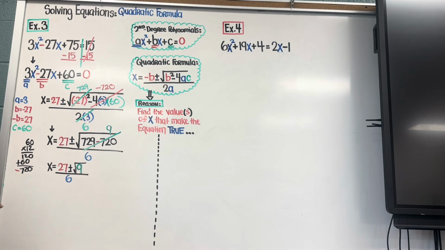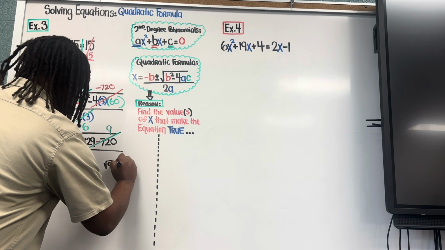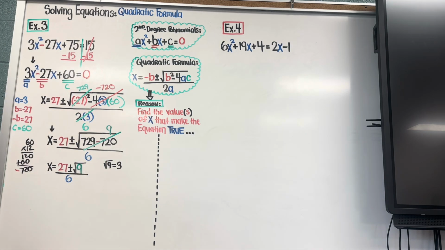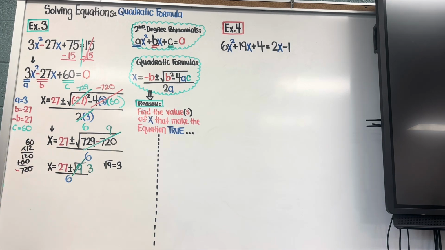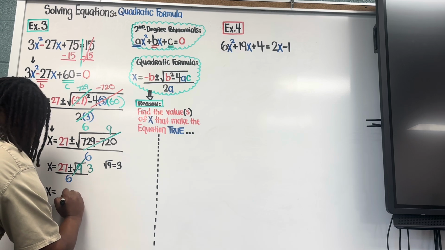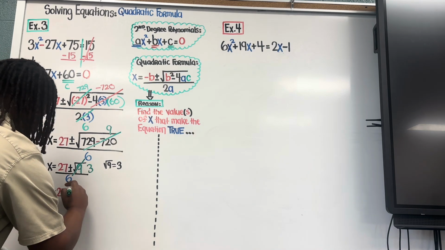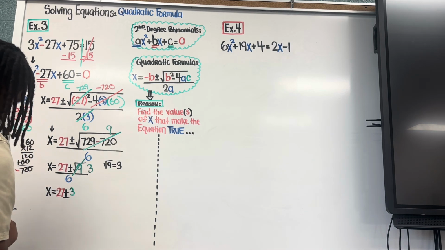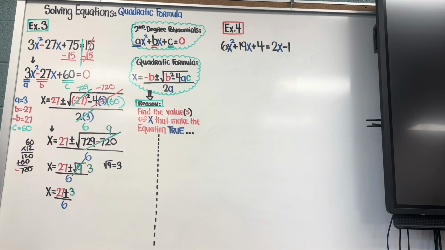All right, now, ladies and gentlemen, we can figure out the square root of 9. We know that the square root of 9 equals 3, because 3 times 3 equals 9, right? So I can cross this out, and I can just put 3, and now I finally lose the square root sign, okay? So now, guys, we're almost done. We have 27 plus or minus 3, all divided by 6. That's what we have, guys.